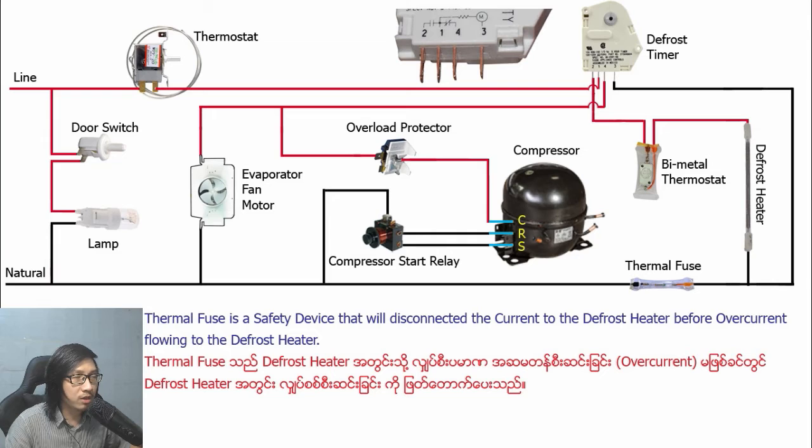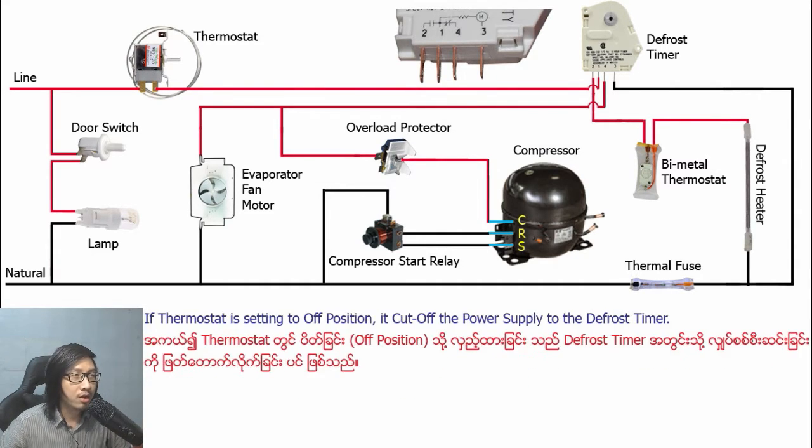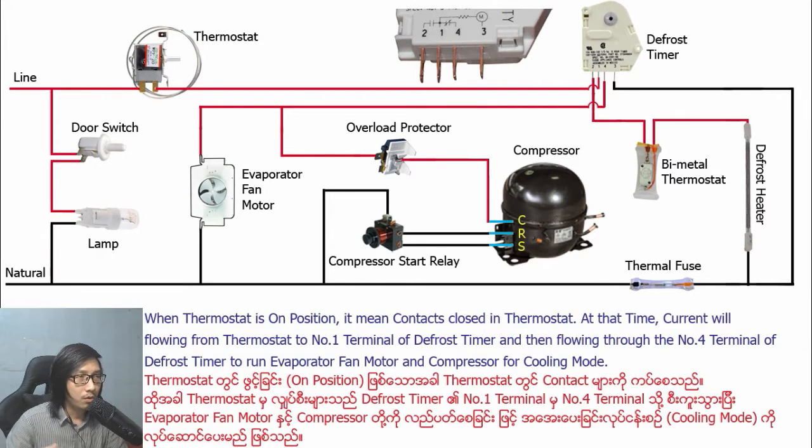The thermal fuse is a safety device that will disconnect the current to the defrost heater before overcurrent flows to the defrost heater. If the thermostat is set to off position, it cuts off the power supply to the defrost timer. When the thermostat is in on position, its contact closes. At that time, current flows from the thermostat to number 1 terminal of the defrost timer and then flows through the number 4 terminal of the defrost timer to run the evaporator fan motor and compressor for cooling mode.